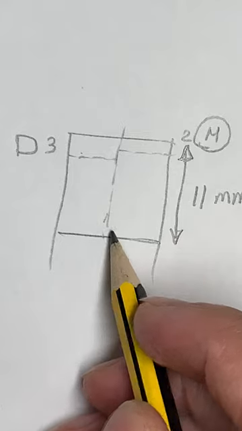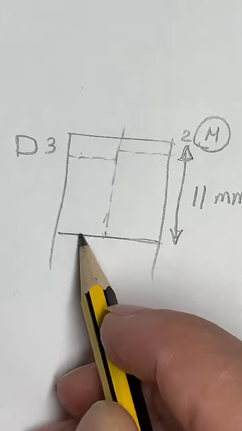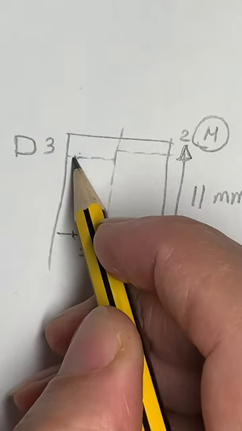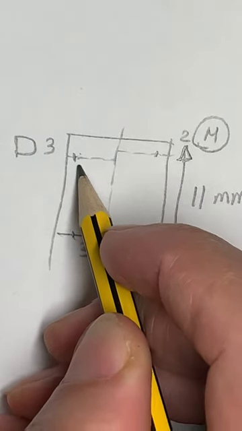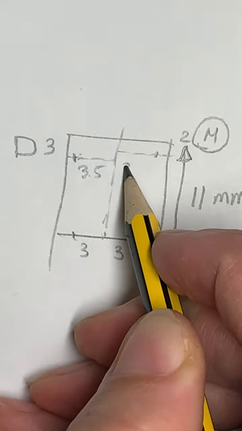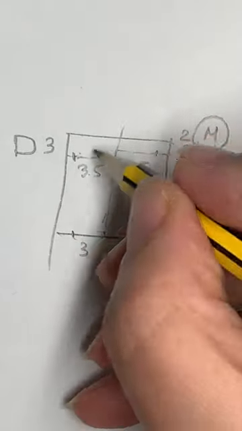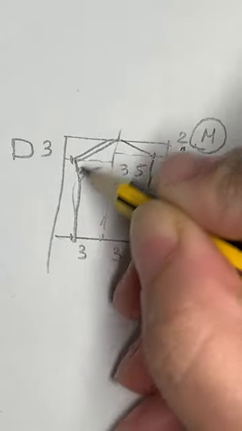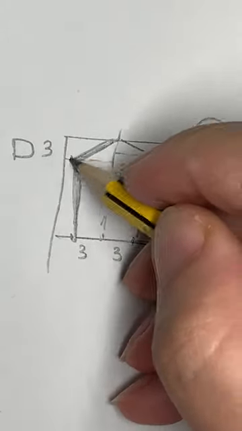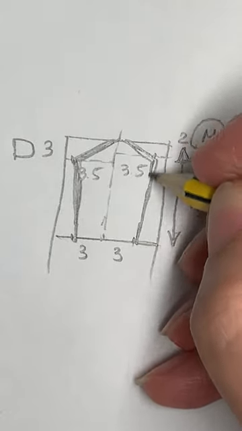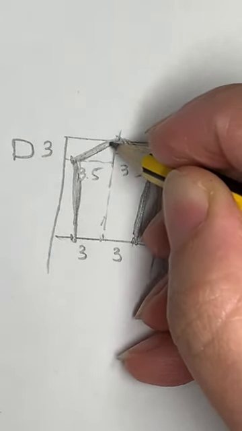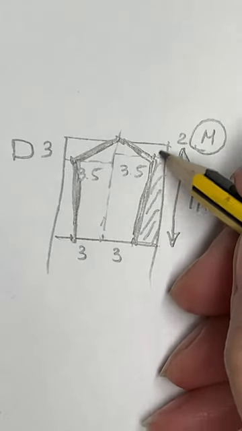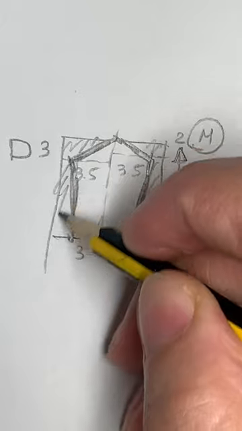Then take your measurement at the neck, the mesiodistal dimension. Here it will be 3 and 3. Here up at the slope lines will be 3.5 and 3.5. Then join your lines as usual. After you join this trapezoid outline with the cusp tip, your slopes, one distal and one mesial, the distal is longer. You have to cut all the excess wax you find here.